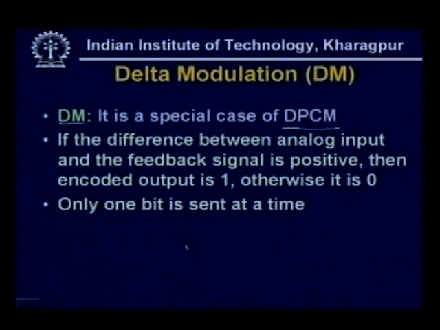That means, if the difference is positive, that means if the next sample value is more than the previous sample value, we shall be sending 1, and if the previous sample value is more than the present sample value, then we shall be sending 0. So, instead of sending 8 bits per sample, we shall now send only 1 bit per sample. That is the basic idea of delta modulation. Depending on higher or lower, we are sending output 1 or 0, one bit at a time. As a consequence, the bandwidth will be much less.